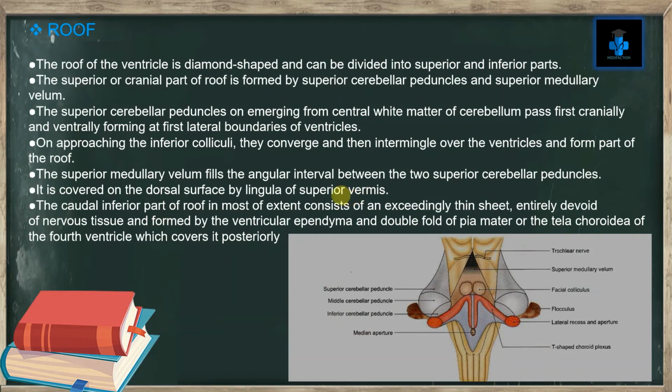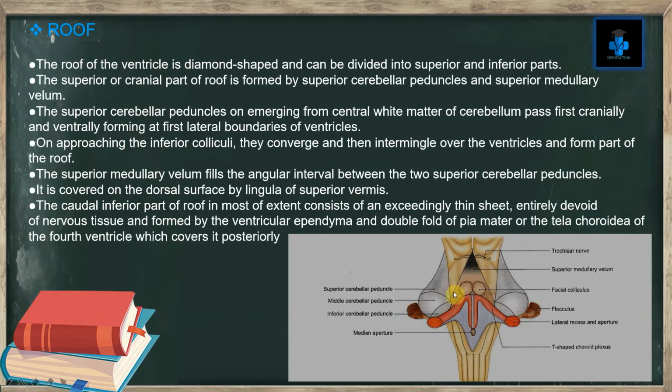Roof. The roof of the ventricle is diamond shaped and can be divided into superior and inferior parts. The superior or cranial part of the roof is formed by superior cerebellar peduncles and superior medullary velum. This is the superior cerebellar peduncle. The superior cerebellar peduncle, on emerging from central white matter of cerebellum, passes firstly cranially and ventrally, forming at first lateral boundaries of ventricles.